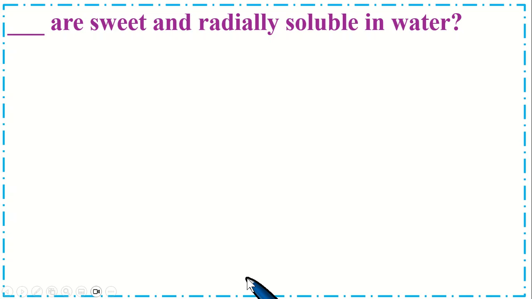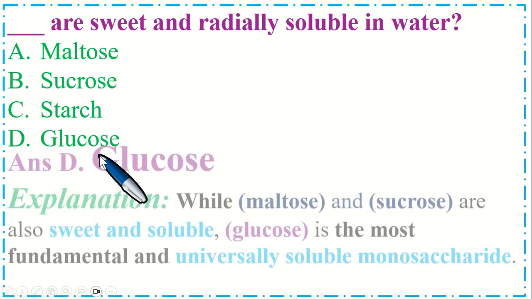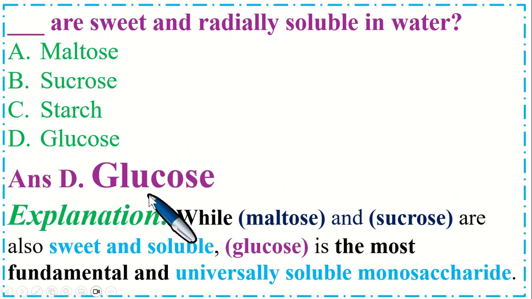So this is a very important MCQ. Dash are sweet and readily soluble in water. Option A, maltose. B, sucrose. C, starch. And option D, glucose. So the correct option is D, glucose. While maltose and sucrose are also sweet and soluble, glucose is the most fundamental and universally soluble monosaccharide unit.